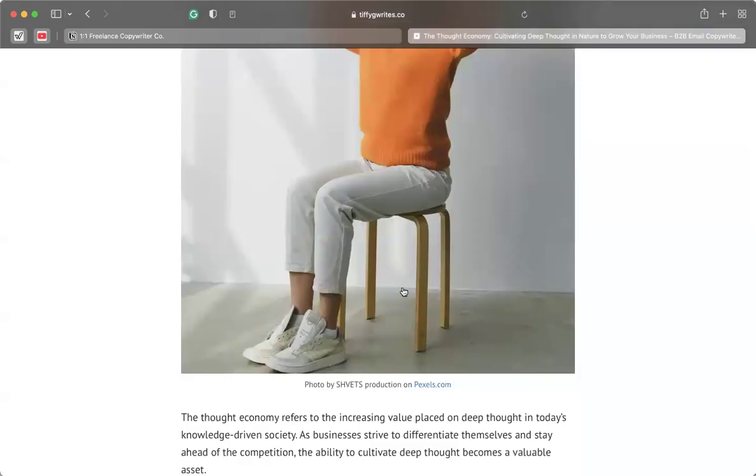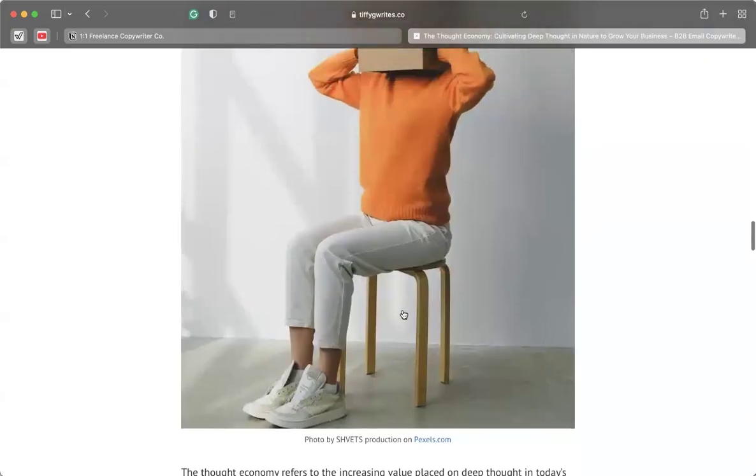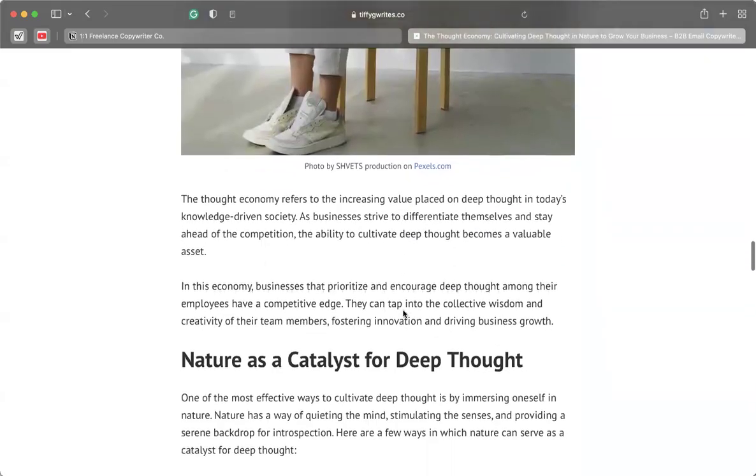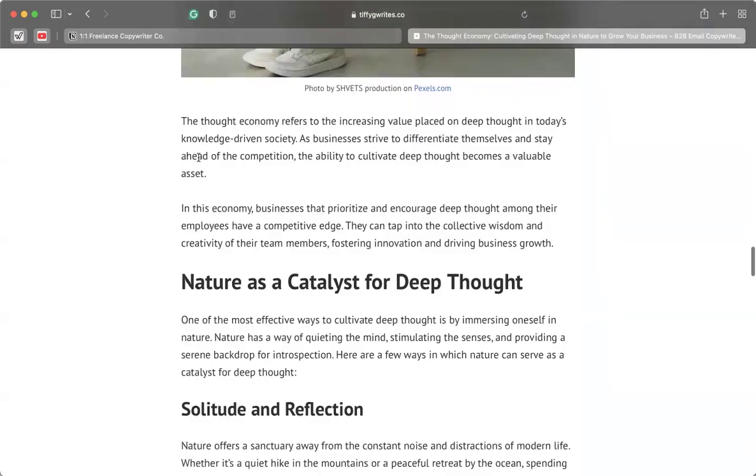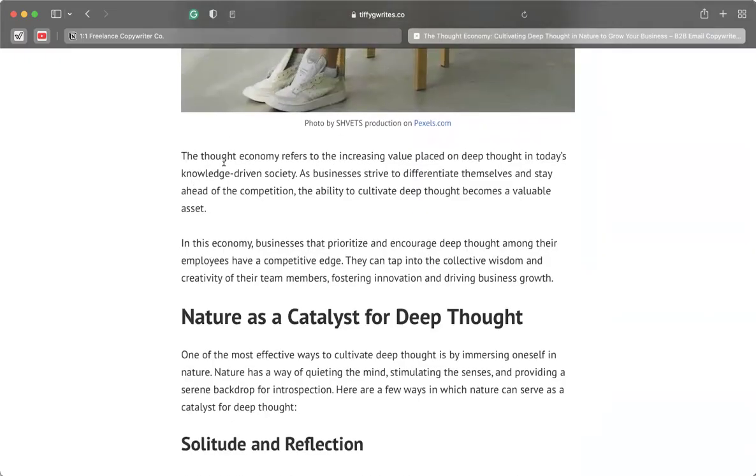But if you use a different website host, then you're going to have to get the images from somewhere else. So that's one of the benefits to WordPress, okay? And so the thought economy refers to the increasing value placed on deep thought in today's knowledge-driven society. This is basically a term I just came up with, okay? A lot of people were talking about the gig economy, gig workers, and I was like, I'm gonna call this the thought economy, okay?